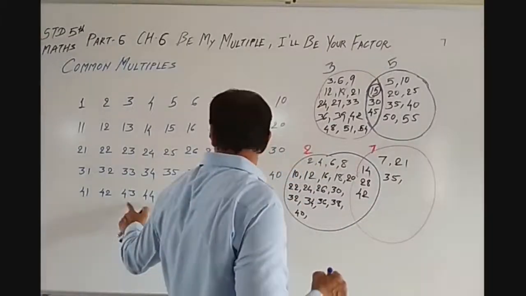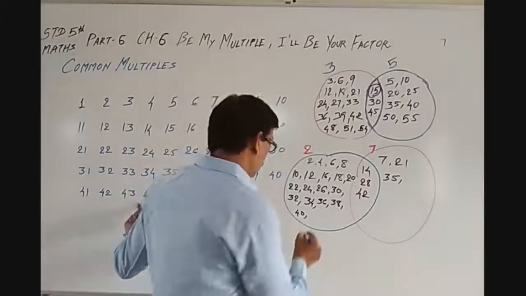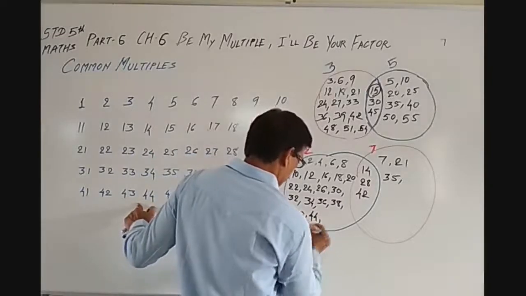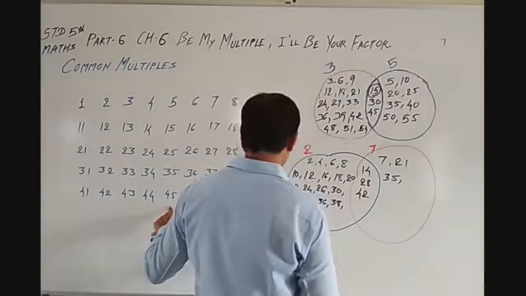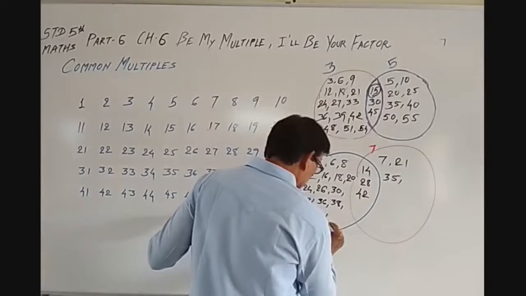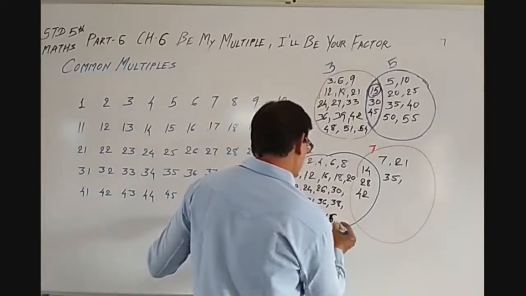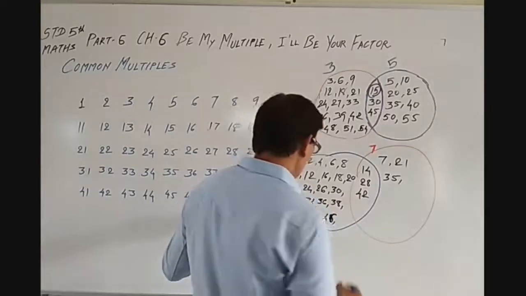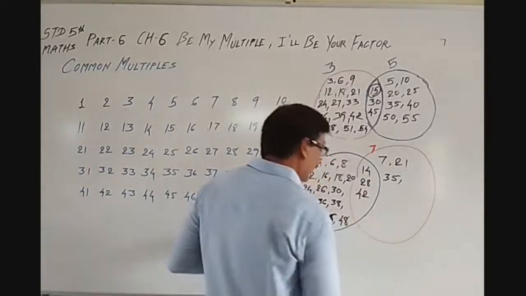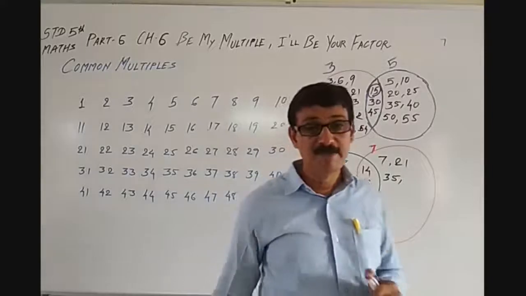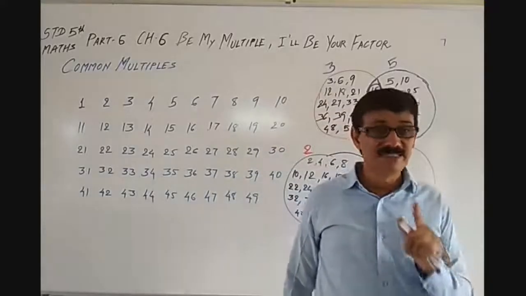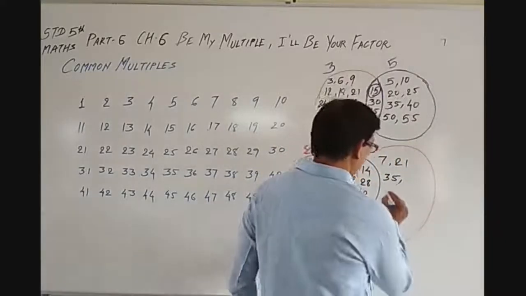Now 43, 44, 45, 46. Sorry, 46, 47, 48, and 49. 49 is a multiple of 7. 7 7s are 49.